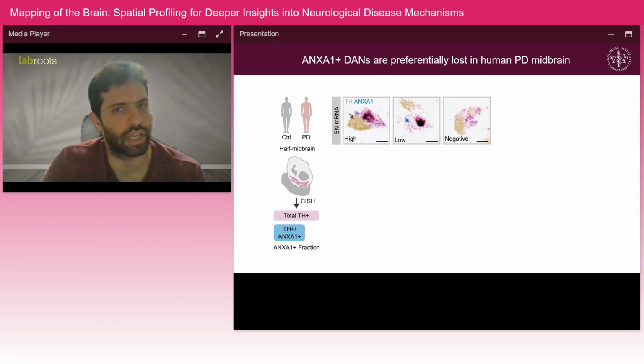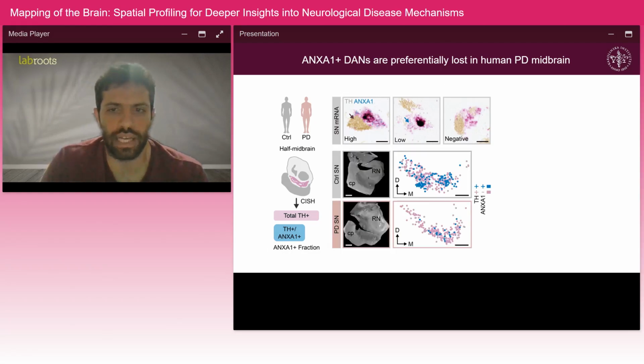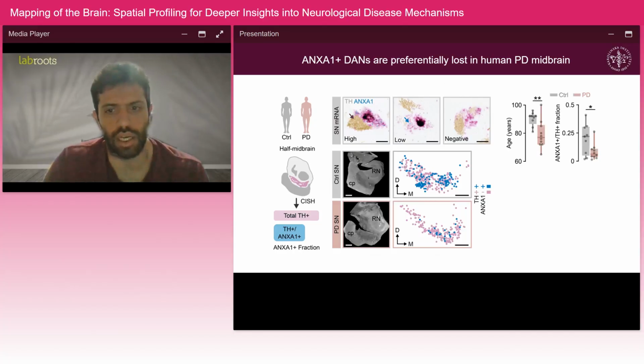And you see that we have populations that are pretty abundant in ANXA1 mRNA, and some that had few transcripts. Nevertheless, we found that the ANXA1 population, the double positive neurons, TH and ANXA1, seemed to be preferentially depleted in Parkinson's disease tissue, as you can see here from the statistics as well.